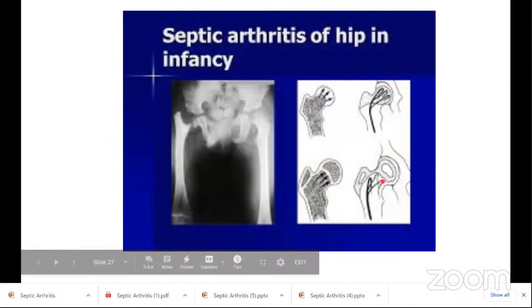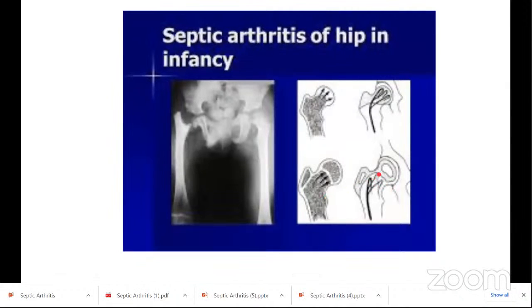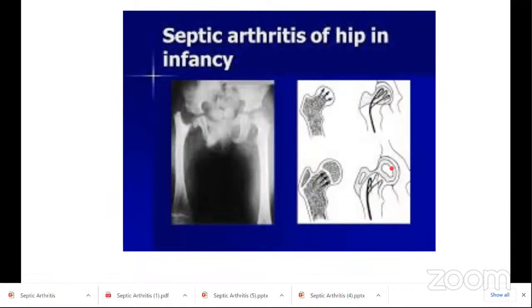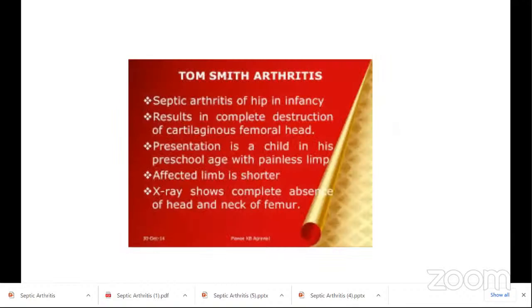Okay, look at this. The hematogenous spread of the infection after the appearance of the capital epiphysis, so this sequelae, the dastardly sequelae, doesn't happen. This very grotesque deformity doesn't happen if there is septic arthritis of the hip in older children. Am I clear? So it destroys the head completely and the limb becomes unstable. So we'll go back to this.